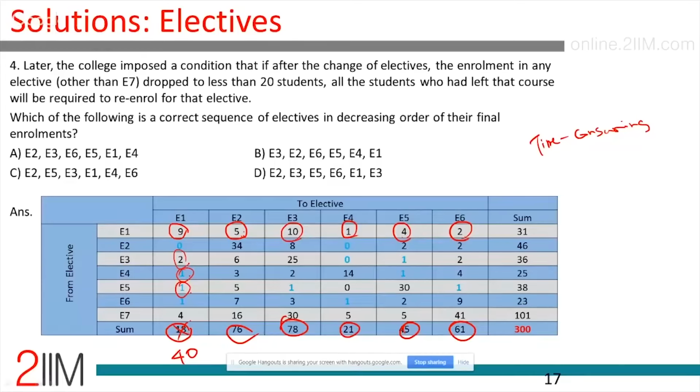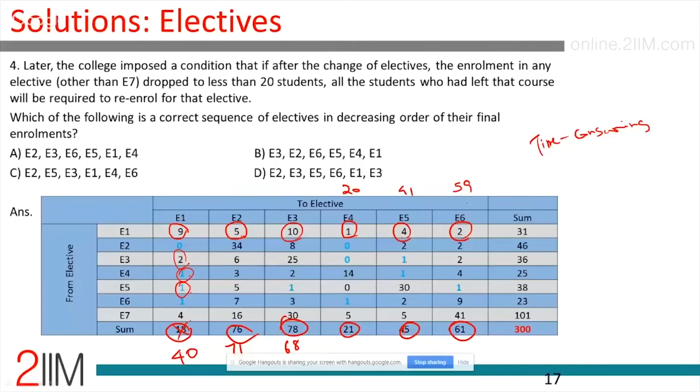Right. E2 will reduce by 5, will go to 71. E3 will reduce by 10, it will go to 68. E4 will reduce by 1, it will go to 20. E5 will reduce by 4, will go to 41. E6 will reduce by 2, will go to 59. Decreasing order of their final enrollments.